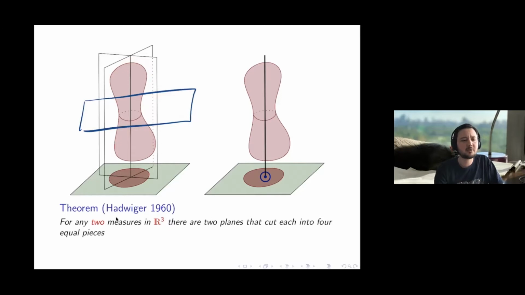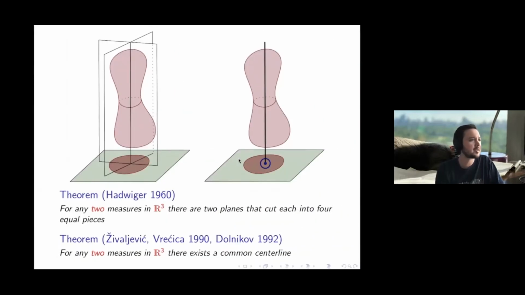I don't know Hadwiger's proof. There's a newer proof by, I think, Blagojević, Frick, Hase, and Ziegler, where they use a degree argument, and it's quite nice, and it proves this result as well. And you can ask the same thing for center lines. This is an instance of the central transversal theorem, which I'll come back to later in the talk. But Živaljević and Vrećica, and independently Dolnikov, proved that if I give you 2 measures in dimension 3, there's a common center line to them. So I cannot choose the direction of the center line anymore, but there's one particular center line that's common to both.